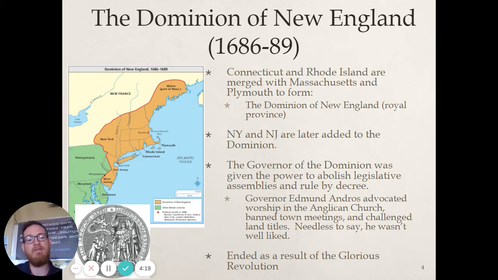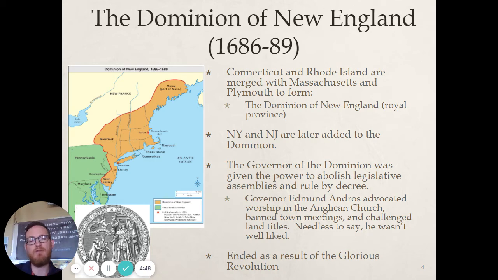The governor, Edmund Andros, who had put in place, advocated worship in the Anglican Church. Remember, a lot of people in New England had tried to escape the Anglican Church. He banned the town meetings that we talked about, which were frequent in the New England colonies, and he challenged land titles, which is basically who owns land in certain areas. He was not well liked in many respects. And again, this shows how politics over in Great Britain would affect colonial politics here.